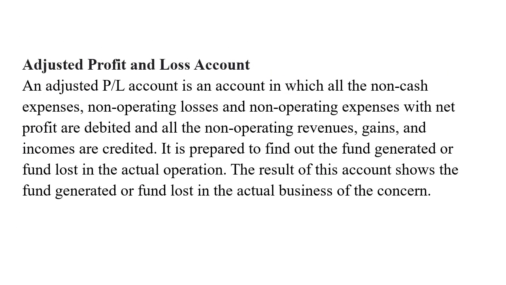Adjusted profit and loss account. An adjusted profit and loss account is an account in which all the non-cash expenses, non-operating losses and non-operating expenses with net profit are debited and all the non-operating revenues, gains and incomes are credited. It is prepared to find out the fund generated or fund lost in the actual operation. The result of this account shows the fund generated or fund lost in the actual business of the concern.